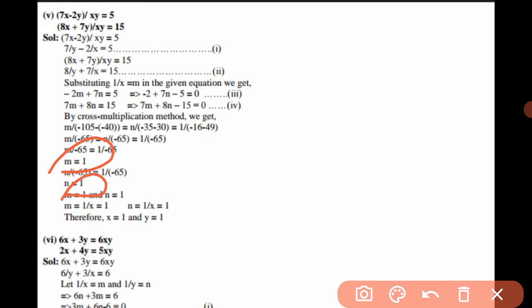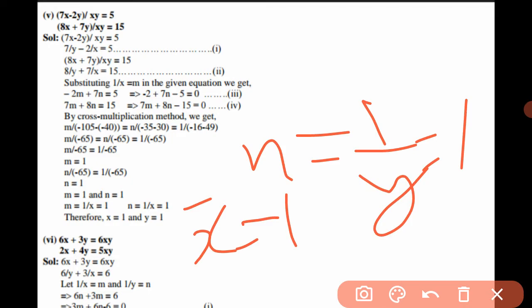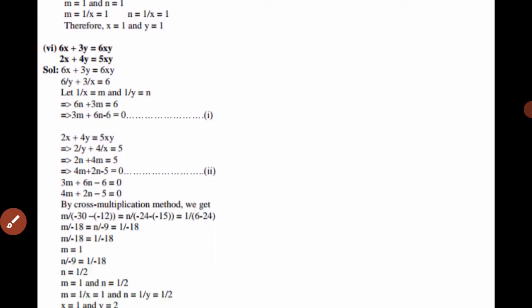Now by putting the values, as we know m equals 1 upon x, that is equal to 1, and n equals 1 upon y, that is also equal to 1. So from here we can say the value of x equals 1 and the value of y is also equal to 1. So in this way we can find the values of x and y. Now after this, see its sixth part.